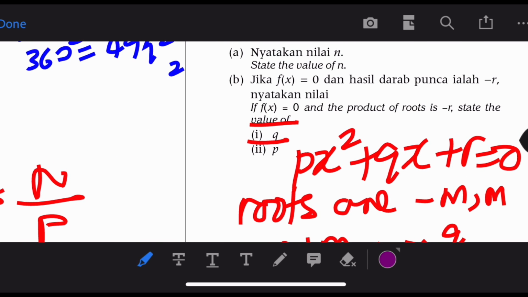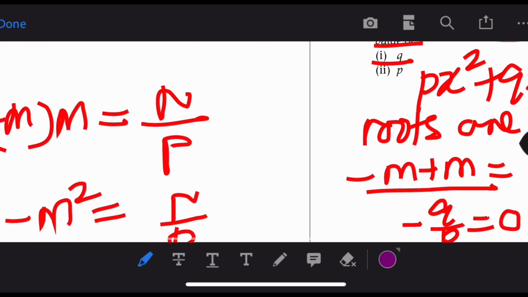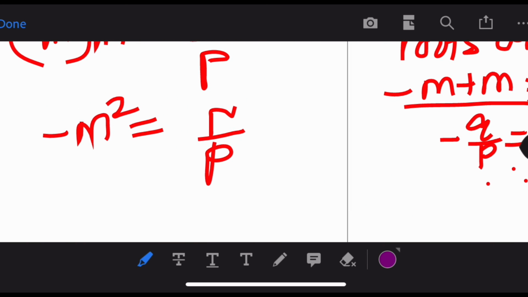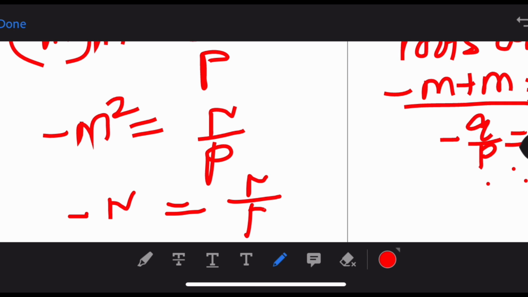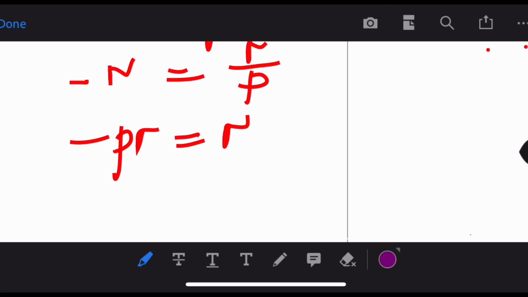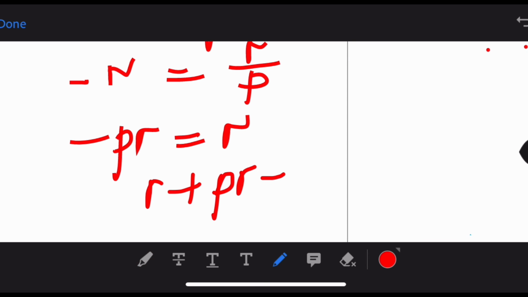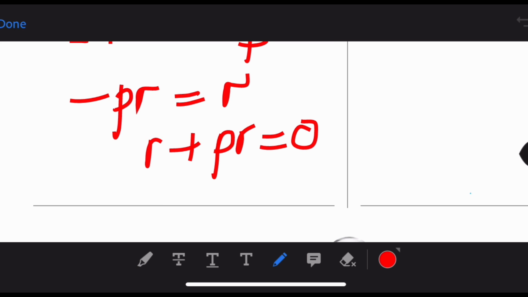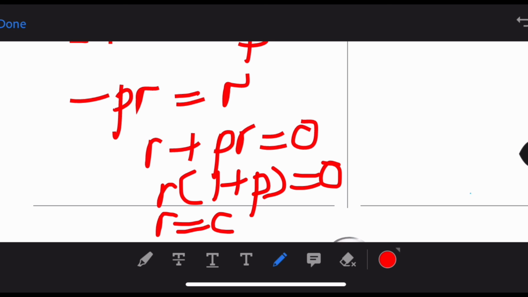Oh, the question says the product of the roots is negative r. That means we will actually say that the product of roots r over p is equal to negative r. It is given by the question. So that means we will solve this one. Negative pr equal to r. So r plus pr equal to 0. So we will actually factorize r. So the r will be equal to 0 and p equal to negative 1.